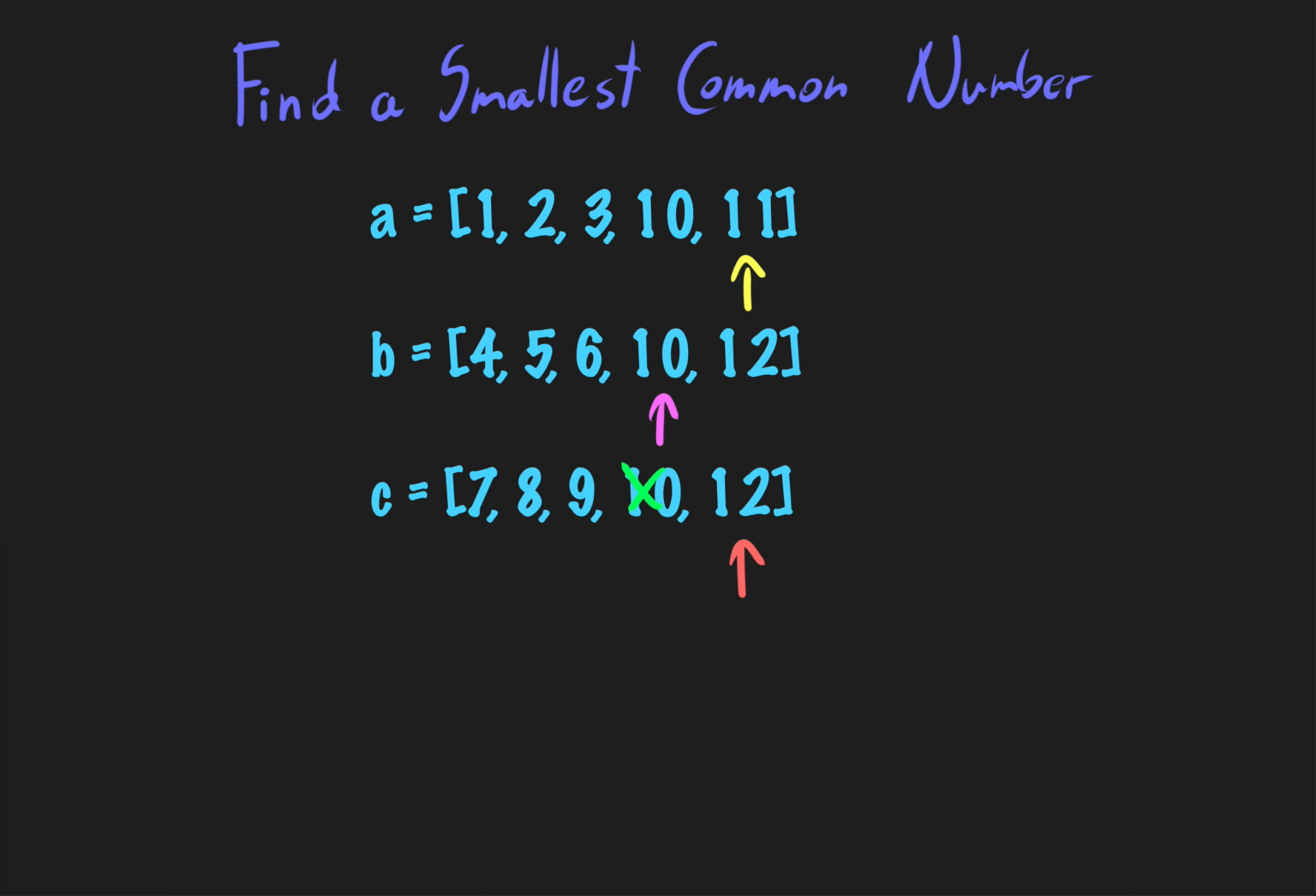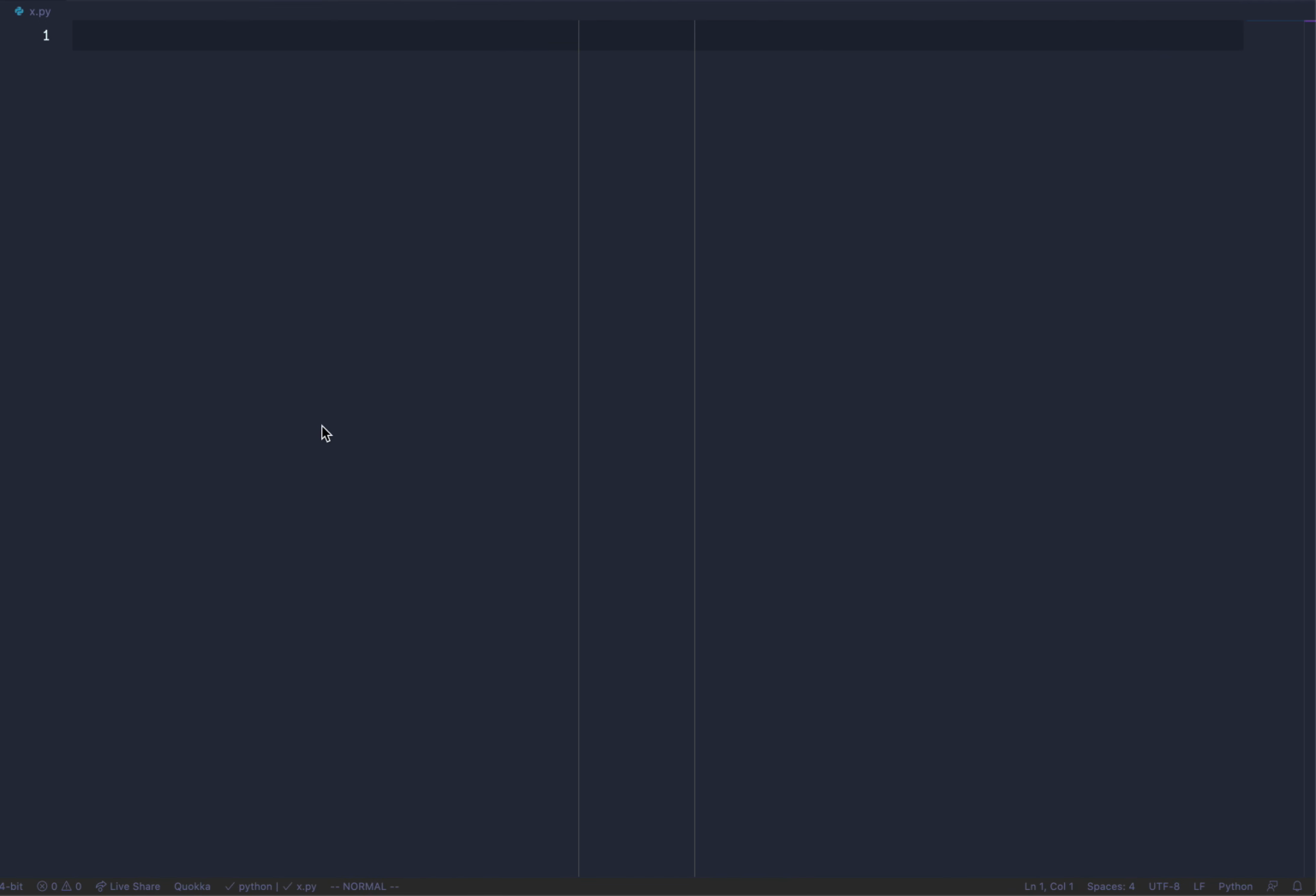Again, the smallest is 10, so let's advance it. In the next iteration, the smallest again is yellow. Let's move the pointer, and now that the yellow pointer is out of bounds, we can just terminate the while loop and return -1, because we haven't found the common smallest number. So let's go to the code editor and see how this would look in code.